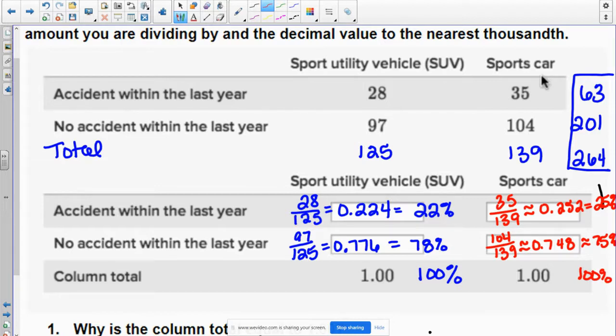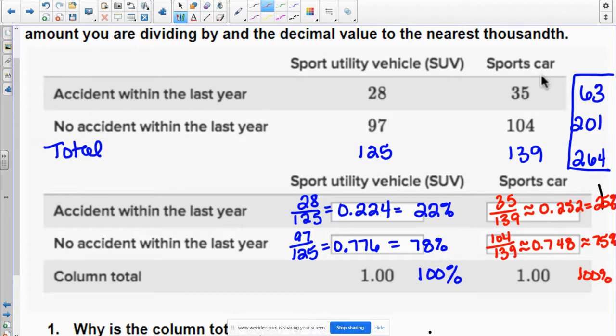Okay, so a couple things to notice. If you would go the other way, so I could do 28 out of 63 and 35 out of 63, and that too should add up to 100% if you do it right. So if you want to double check your relative frequency, now what you can notice when you get this done is kind of describe some associations.